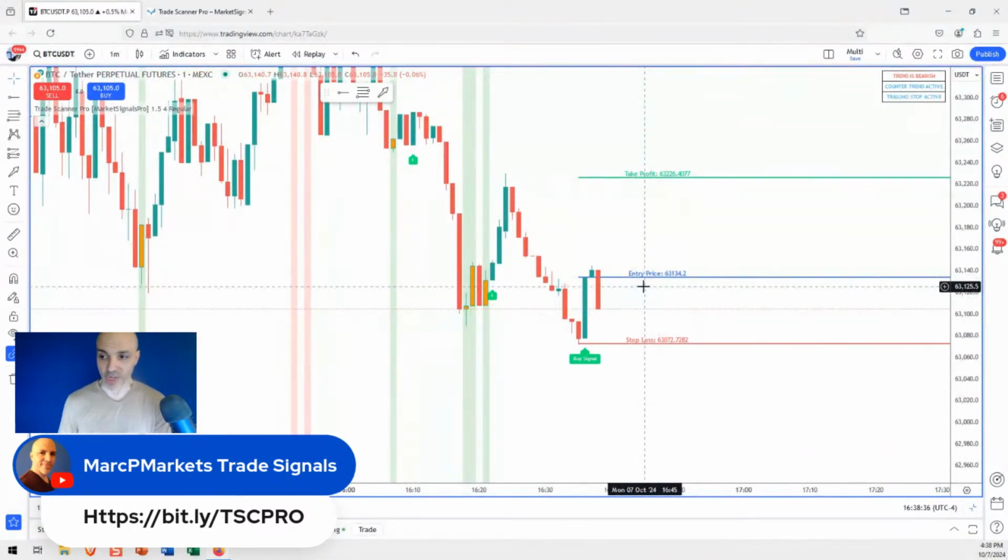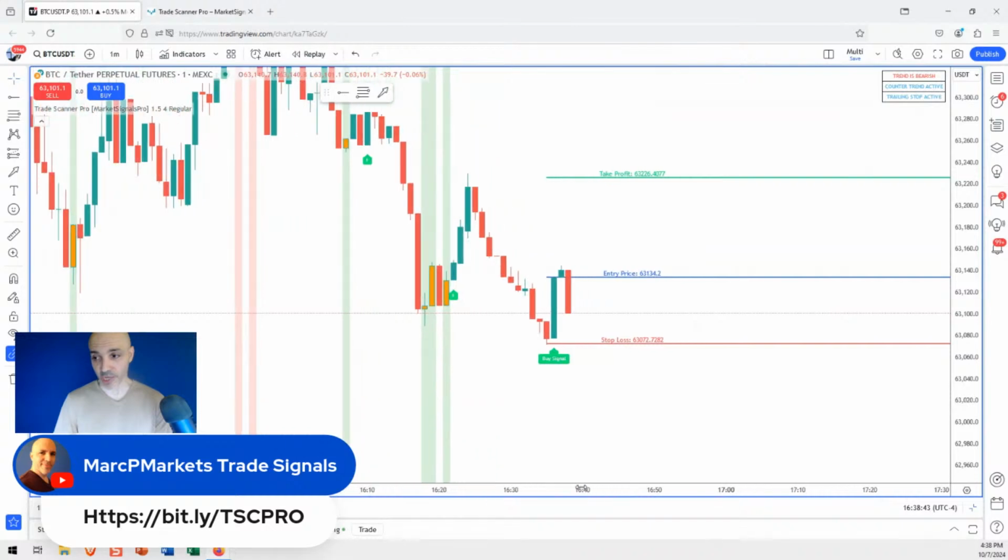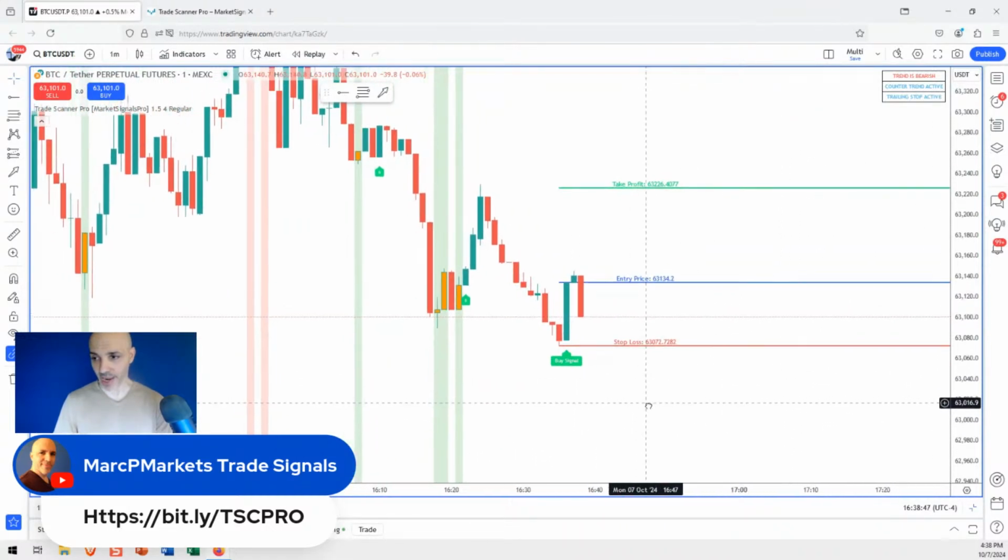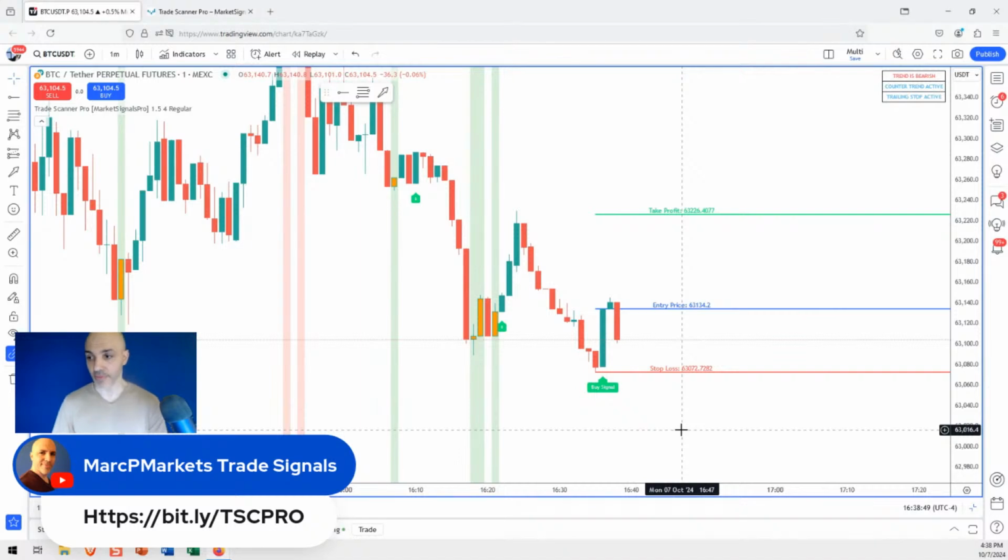So shorting it at lower and lower prices within the context of a bullish trend is a high risk thing to do. If this thing goes straight to the stop, that's it, I'm out. I'll get out and that'll be that. But it's important to see because this can happen.